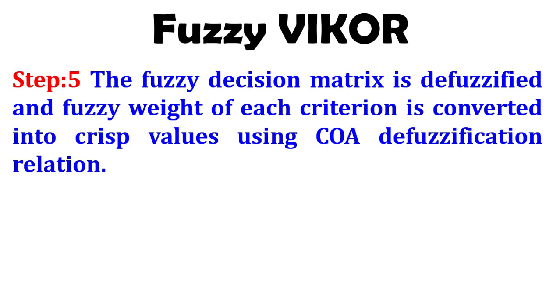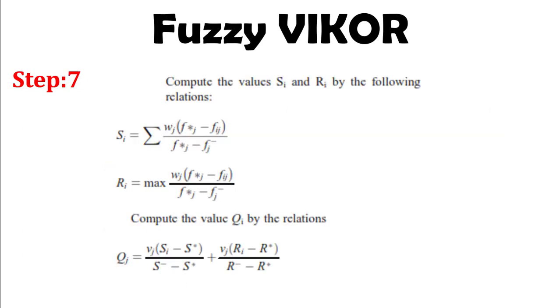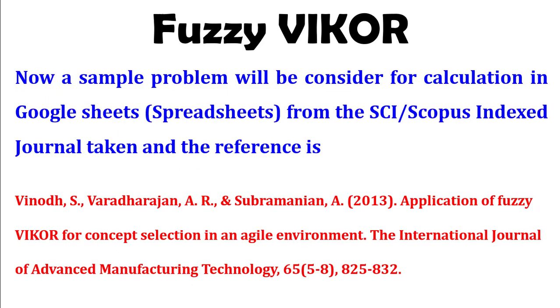Next, the matrix is defuzzified, like the linguistic variable fuzzified values will be defuzzified, and the defuzzified crisp values relation is taken out. The sixth step is determining the best and worst solutions, and the seventh step is the separation matrices and computing the final value, that is Q. Now let's take a sample problem for this calculation, which has been published in a Scopus indexed journal, the International Journal of Advanced Manufacturing Technology, and this is the reference I am going to use. You can see it and download that paper.